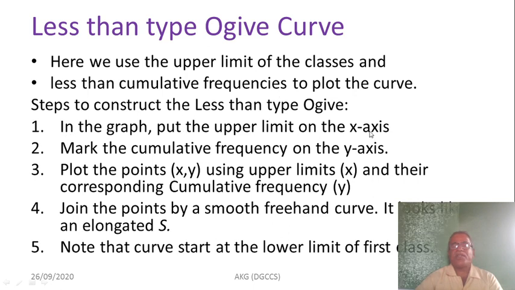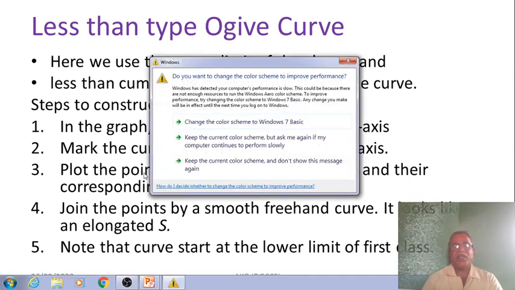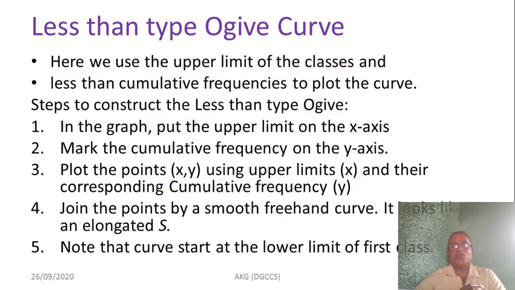Put the upper limit on the x-axis, cumulative frequency on the y-axis, plot the points x, y, that means mark the points corresponding to x, y, but here x means upper limit of a class and y means cumulative frequencies, that means less than cumulative frequency, and its corresponding point we mark on a graph paper. Join these points, that is, all these points we can join by a smooth freehand curve. It looks like a letter S. Note that the curve starts at the lower limit of the first class.